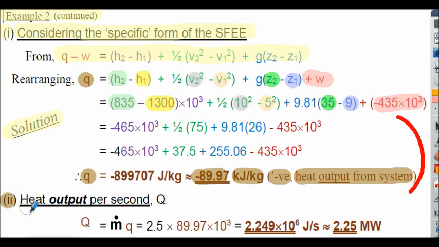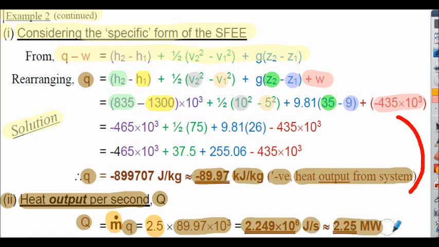Step 2, to find the heat output per second, that's uppercase Q. Uppercase Q is equal to m dot multiplied by lowercase q. So that evaluates to 2.249 times 10 to the 6 joules per second, approximately equal to 2.25 megawatts.